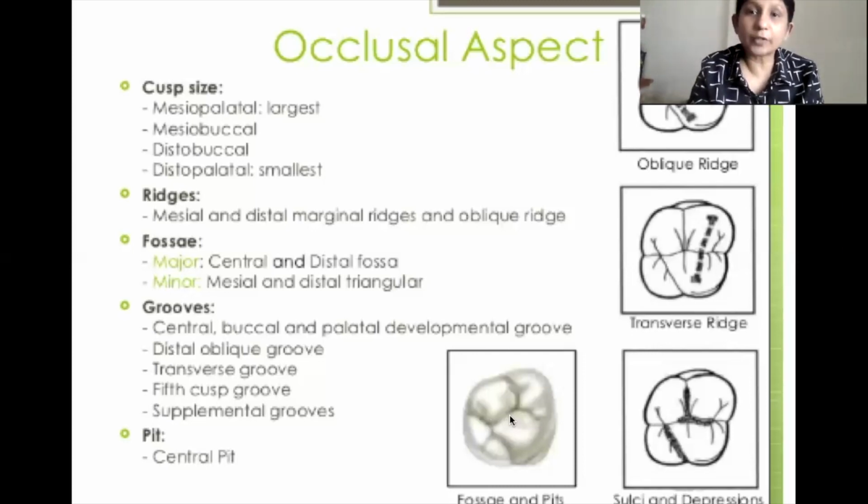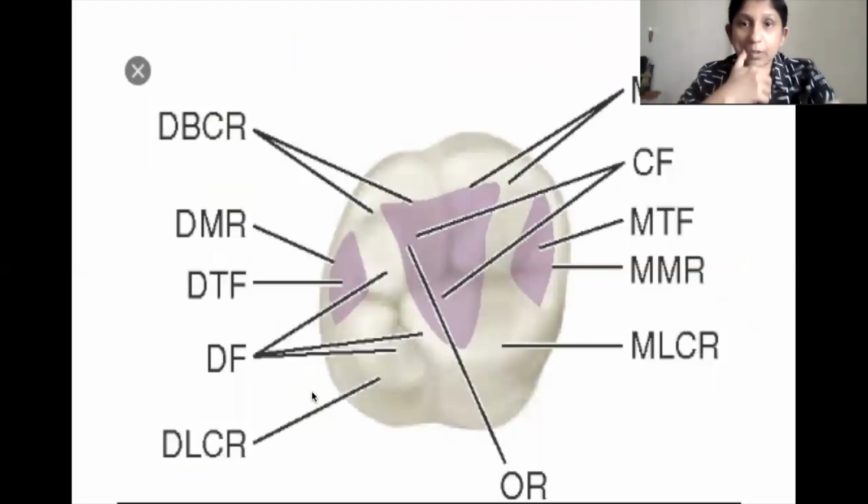Then you have a fifth cusp groove, that is this groove. This is your fifth cusp, that is your cusp of Carabelli. And how will you understand that's the cusp of Carabelli? Because of the subtle groove which is there. So this groove is called the groove of the fifth cusp. And then there are many small supplemental grooves which are negligible on the surface. So that's in a nutshell about the occlusal surface.